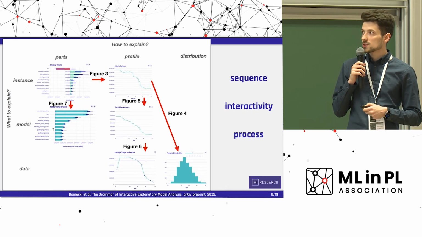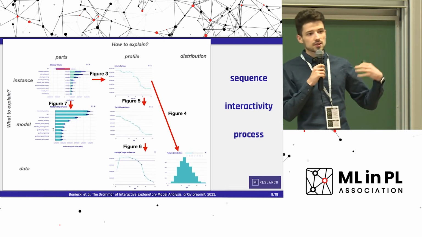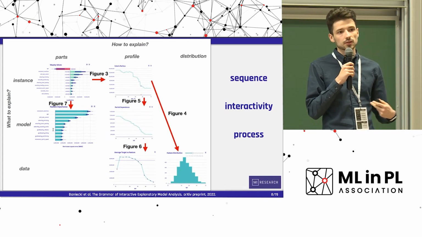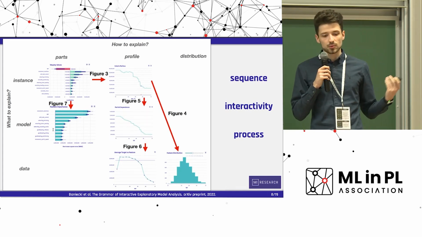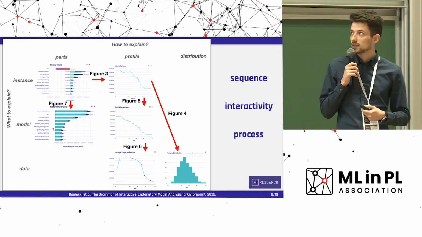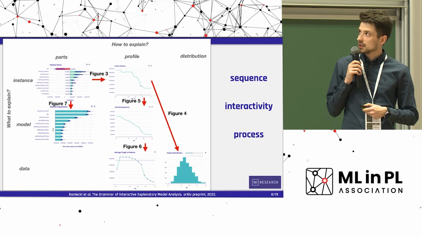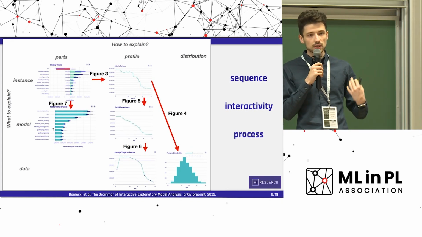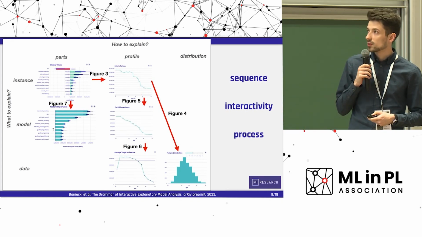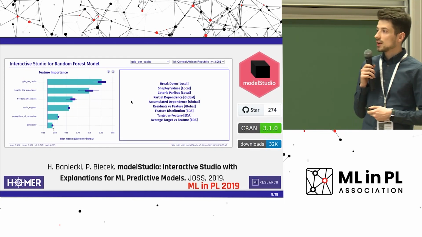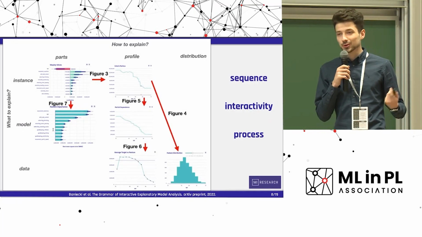Also, since it's a process, it's interactive. We first create a plot, we draw some conclusions. Maybe we then need to create another plot. This is how you also improve your models in general when you work in a usual setting. And what comes out of this process are these sequences of explanations that we can use to interpret our machine learning model.